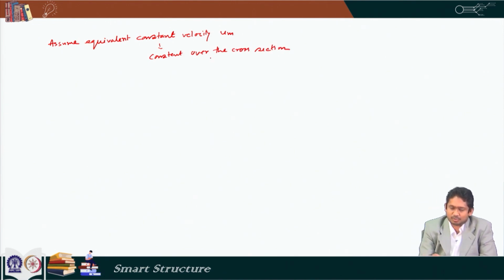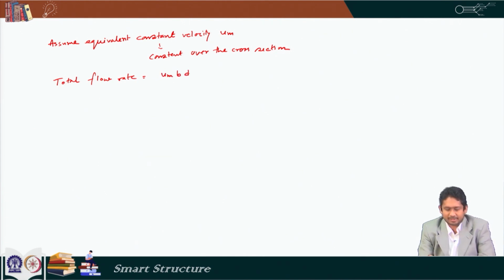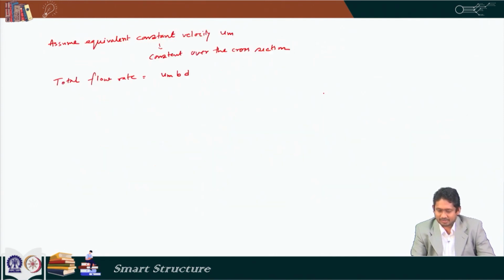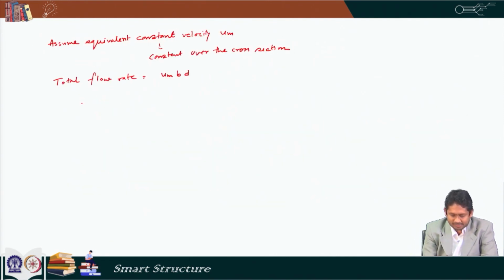And then if it is so, then our total flow due to this is um multiplied by b into d, and as we know b is the dimension over the other direction. So, this is our x, this is our y. So, width of the plate we can consider that to be b. So, b is our dimension over the z direction, which is perpendicular to x y. So, we have um into bd. Then we can equate this with Q.